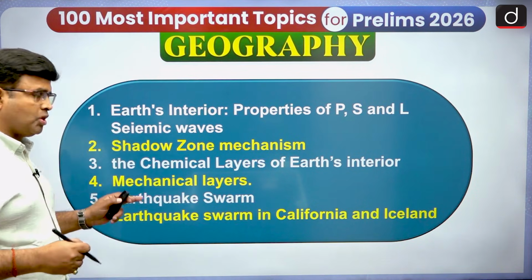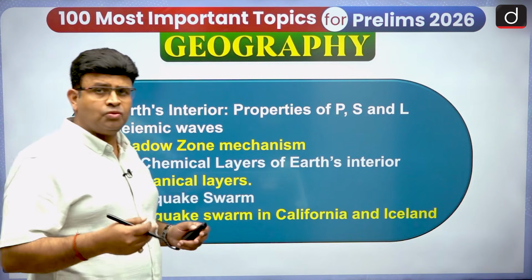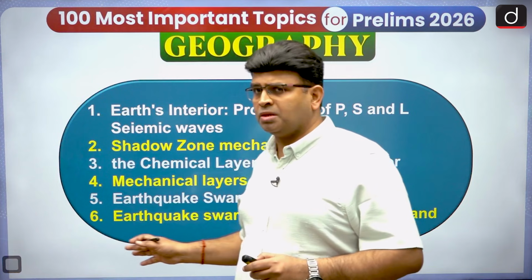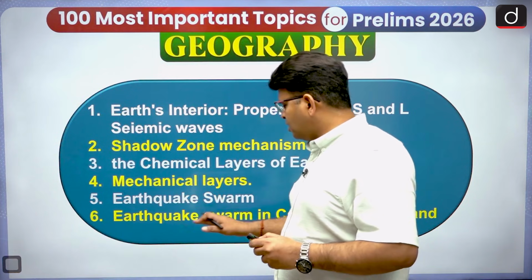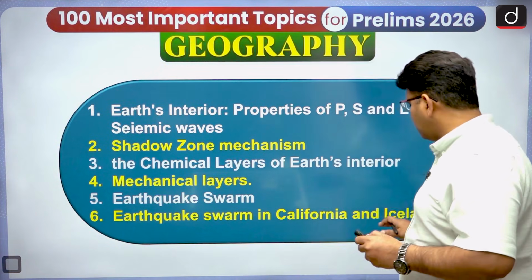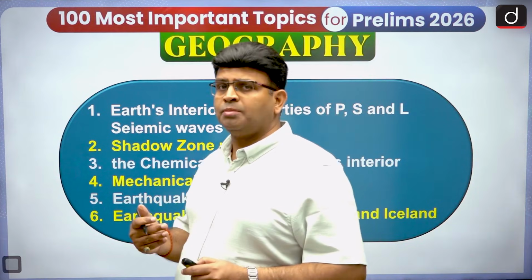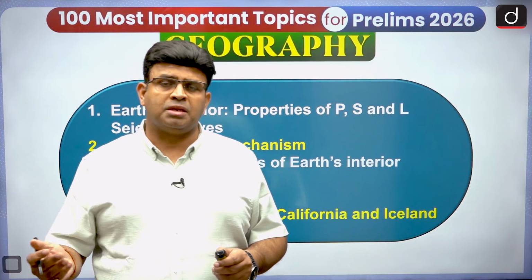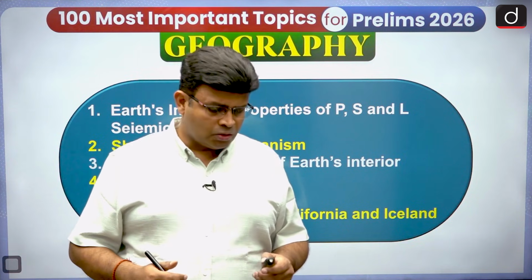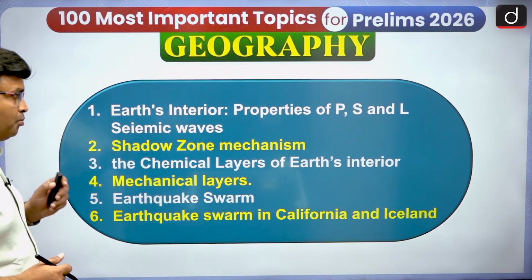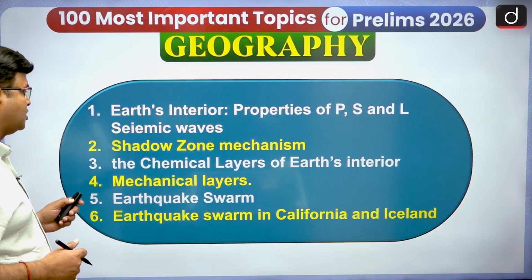And then earthquake swarm, which has been important in the news from 2025 onwards. Earthquake swarm is there, especially in California and in Iceland. So that topic and some related core concepts and questions we'll have to see. So let us proceed ahead with Earth's interior, properties of P wave, S wave and L seismic waves.